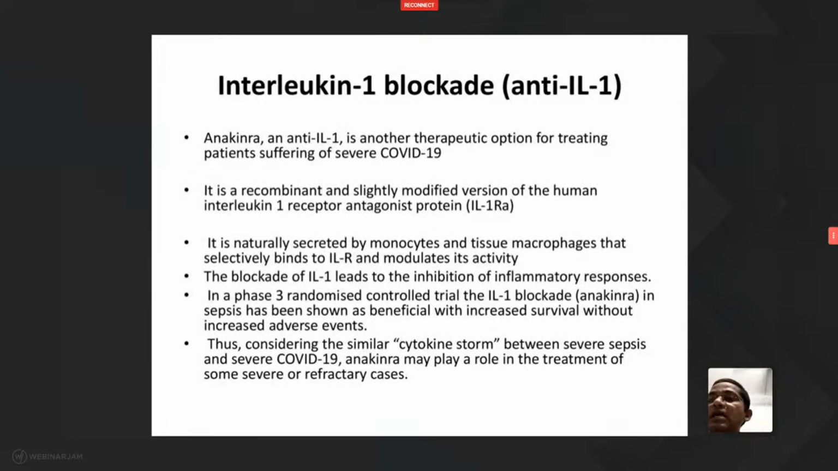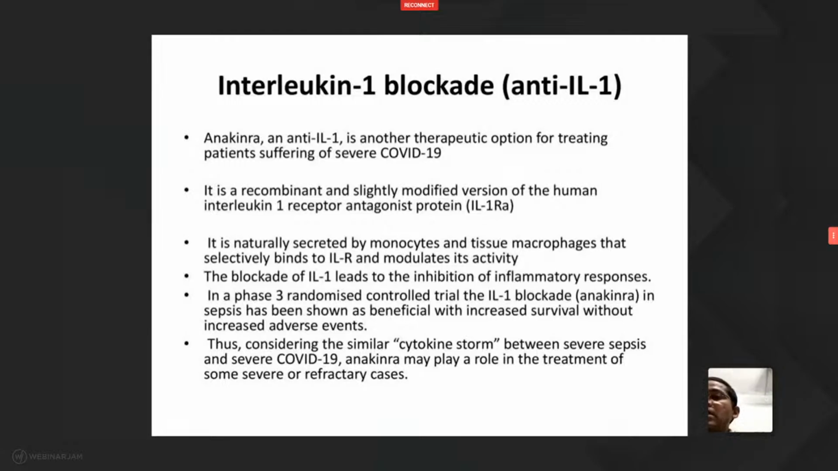That is the anti-IL-1, anakinra. This is also a new drug, though the drug was used previously, but this is a new one in the therapy of COVID-19. It is a recombinant and slightly modified version of the human interleukin receptor antagonist protein. It is naturally secreted from the monocyte and the tissue macrophage, that selectively binds to the interleukin receptor and modulates its down-regulating activity.